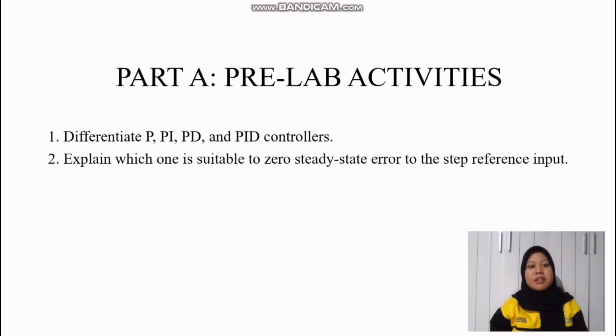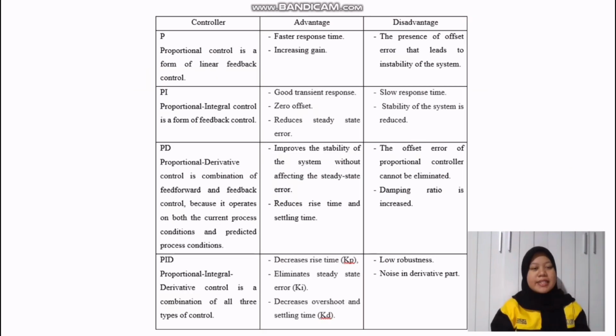Today I would like to explain about part A. There are two questions. Firstly, it asks us to differentiate PI, PD and PID controllers. This is the table that contains four types of controllers, which are P, PI, PD and PID. P is proportional, I is integral, and D is derivative.